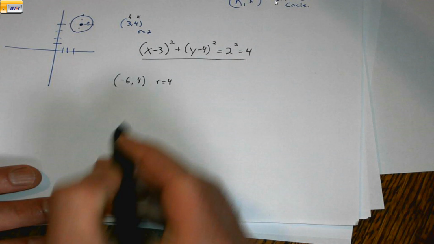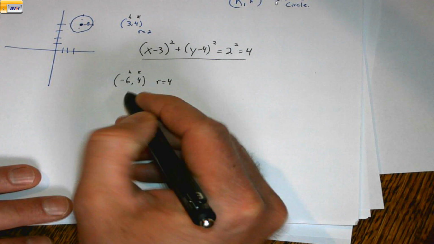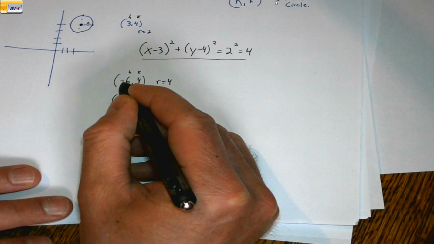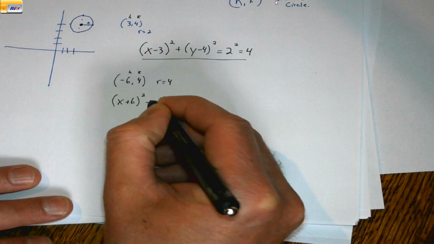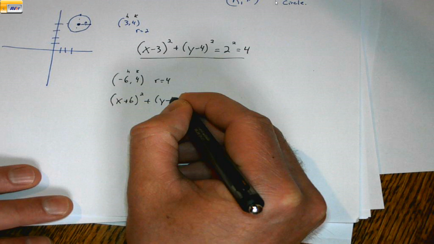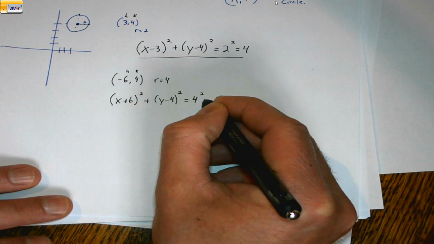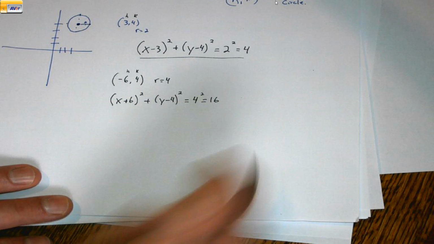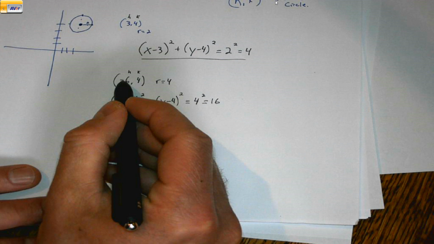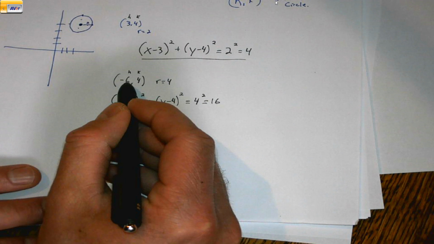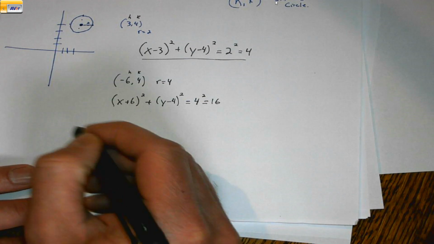So this is my h, this is my k. It goes x minus a negative 6, which becomes plus 6, quantity squared. And then we have y minus 4, quantity squared. And our radius is 4. I square that, and I get 16. Okay? Remember, if this is a negative 6 for your h, it becomes positive because it's minus and negative.